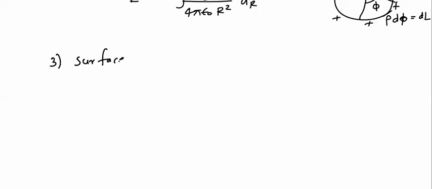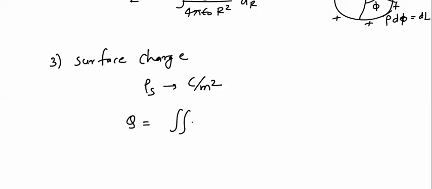We have surface charge, and it is given by surface charge density rho s, in terms of coulomb per meter square. That means how much charge is enclosed by a unit area. In order to find the total charge, you will multiply this with the total area of that surface. And you can modify the electric field formula also.